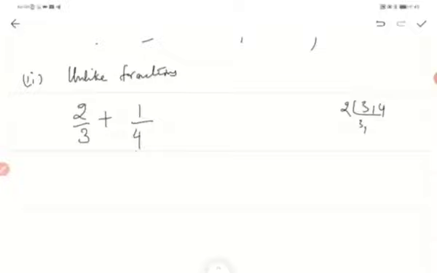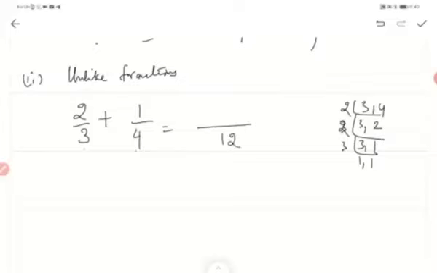So you will keep 3 as it is. 2 2s are 4, 3 2 1 is 2. So your LCM will be 3 4s are 12. Okay, so I will take the LCM as 12.